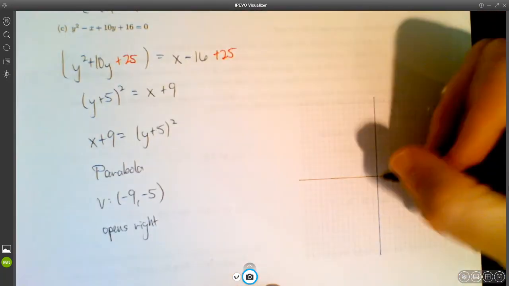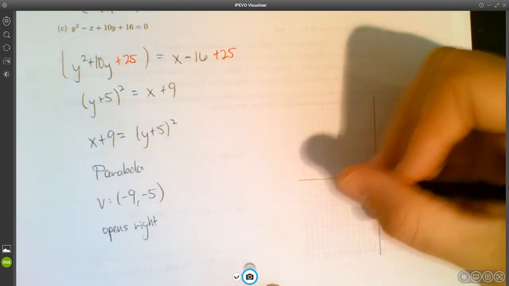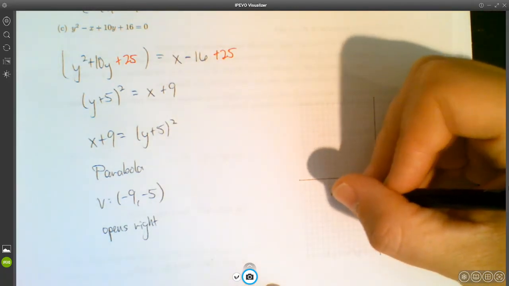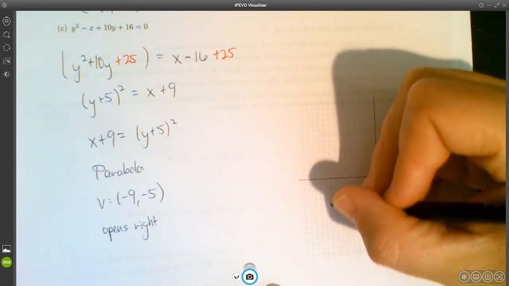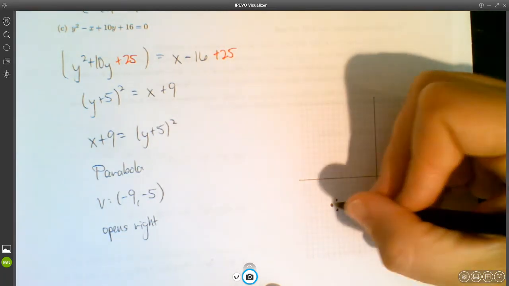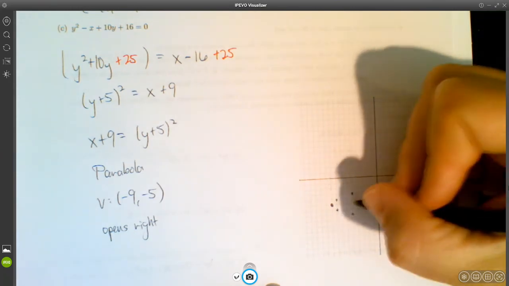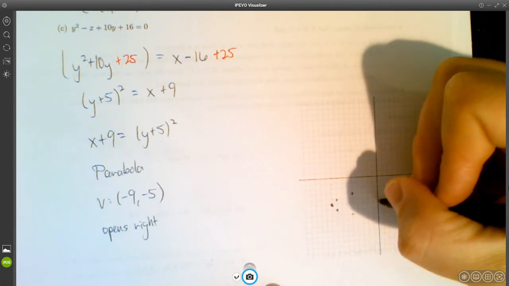And a is positive, so it's going to open right. So let's see. -9, 1, 2, 3, 4, 5, 6, 7, 8, 9, -5, 1, 2, 3, 4, and 5. There's the vertex. And then this thing opens right, so it's going to look like this. 1, 2, 3, 4, 5, 6, 7, 8, 9.